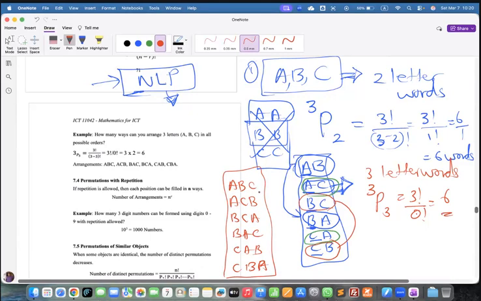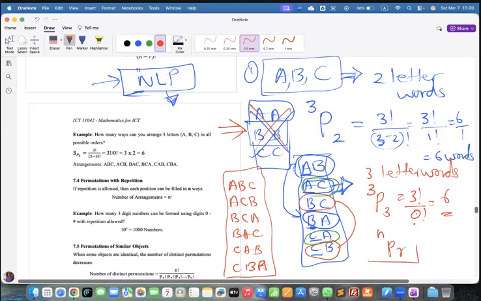Okay, now this is the question without repetition, right? Without repetition means we do not consider the same letter repeating again and again. It is not possible.